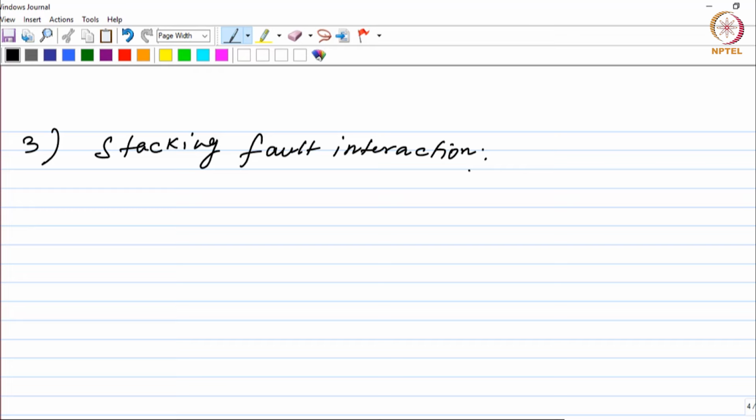This happens when the dislocations split into partials, because sometimes the movement of dislocations can happen in a different manner. Due to that, one dislocation having a particular Burgers vector, let's say B1, can dissociate into two partial dislocations with Burgers vectors B2 and B3. This kind of dissociation of a dislocation into two partials leads to a stacking fault in this gap.